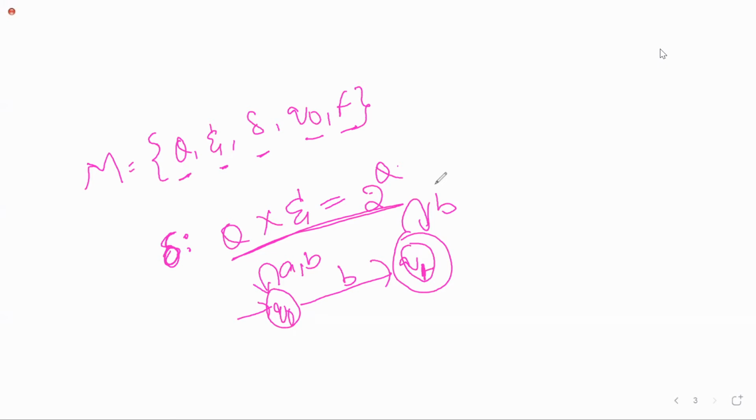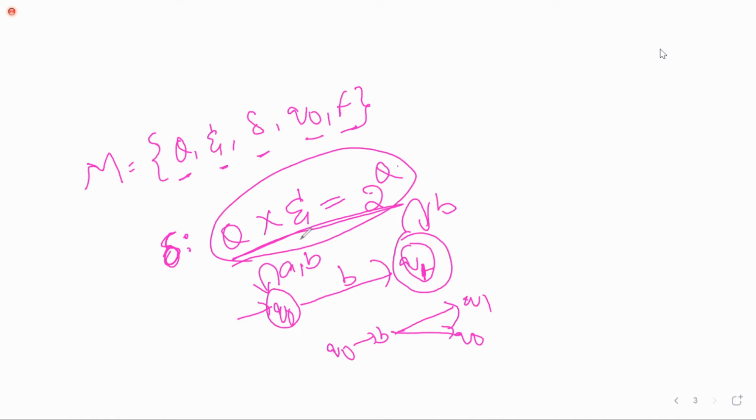See, if you observe the transition, Q naught on B is going to Q1 as well as Q naught. This is what the transition function means. Q naught is inside the set of states, B is inside the input alphabet, which is going to two states. It is not a single state like Q. It is going to two states. That's why it is 2 to the power of Q. Am I clear? Only the transition function will differ. What does the transition function mean? Q into sigma is equal to 2 to the power of Q.